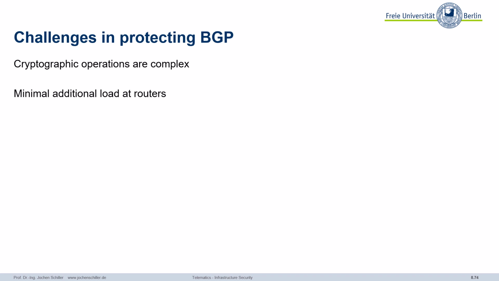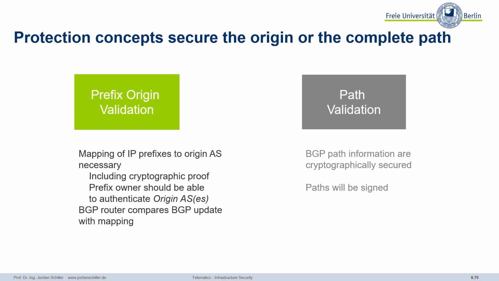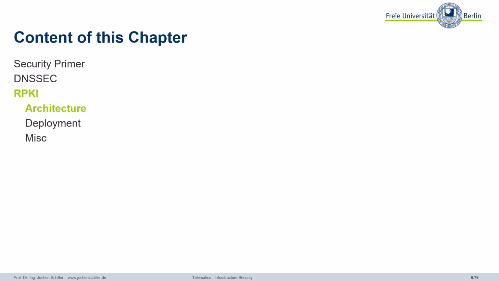Okay, how can this be done? So this is why we now look into this prefix origin validation. That means we have to validate the origin so that an AS cannot simply claim I own this or that prefix. And this is exactly where I come to the RPKI architecture. What does it mean?